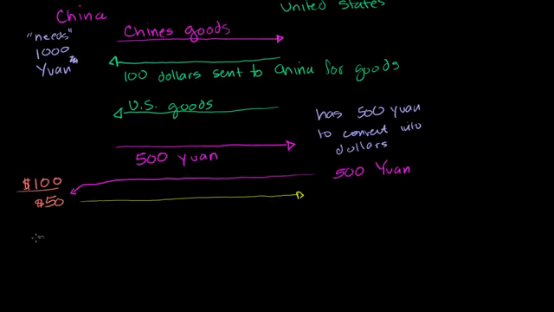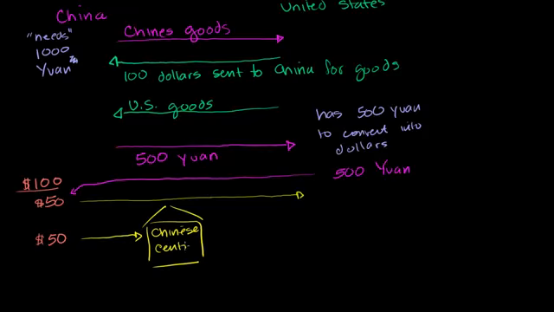The other $50 will go to the Chinese central bank. So let me draw the central bank, the Chinese central bank. And they will just print won and give another 500 won. And this is exactly what happened in the last video.